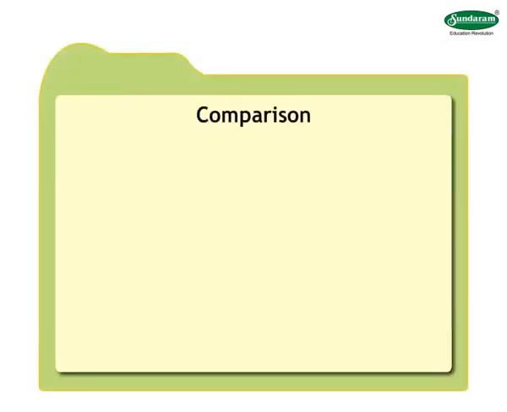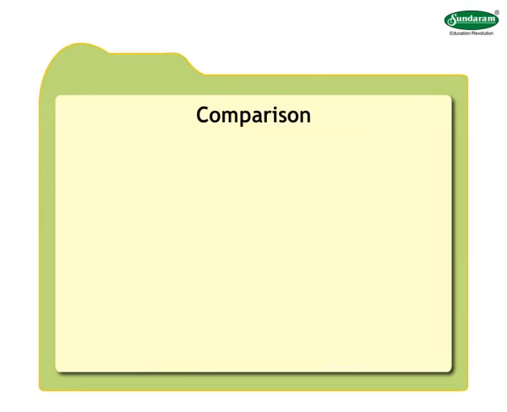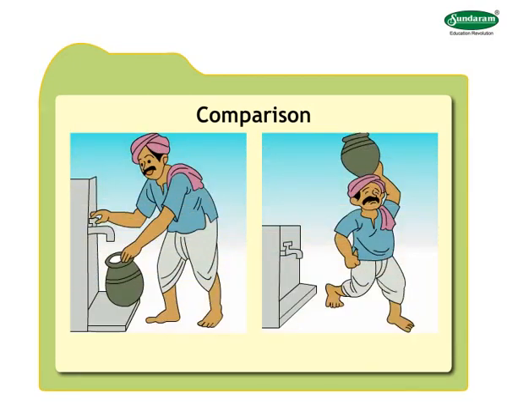Now, look at the next picture. The man has kept an empty pot under the running tap to fill water in it. Then, the man is carrying the pot filled with water on his head and walking away. The empty pot is lighter than the pot filled with water.